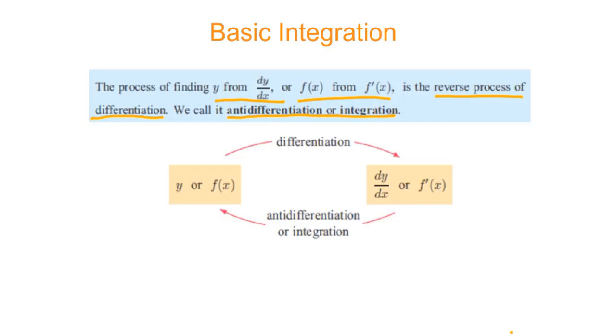From y or f of x, get the dy by dx or f prime of x. The process is called differentiation. Then we need to do the reverse process of this differentiation. From dy by dx or f prime of x, figure out the y and f of x. This process is called anti-differentiation or integration.